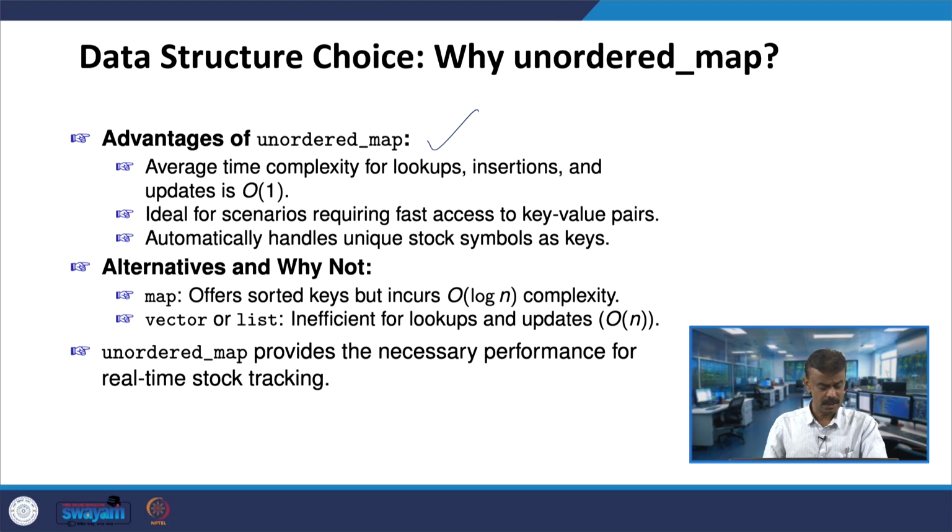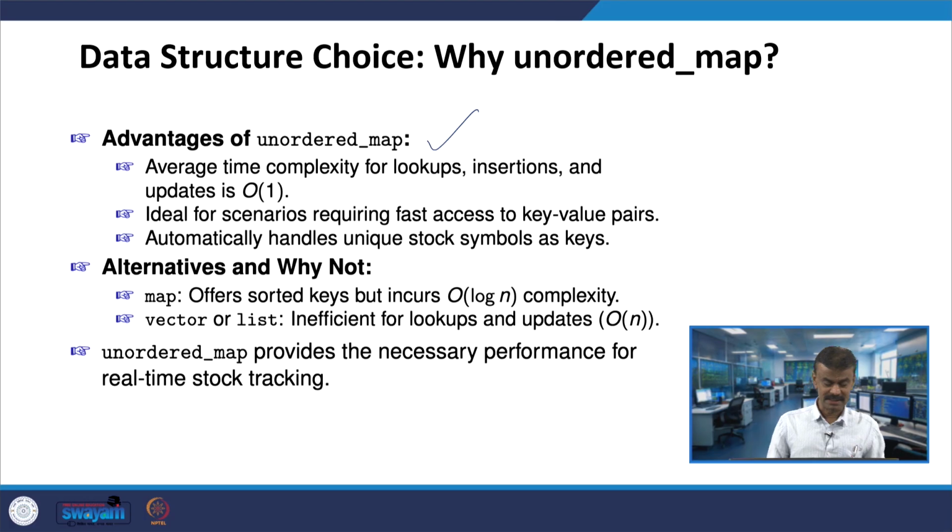And the alternatives are map. You can choose map, the complexity is order log n. If you have n number of data, approximately log n steps are required if you use map. Or you can use vector or list. If you use vector or list, the complexity is n. Suppose I want to do lookups or insertions or updates, I have to traverse the complete list or complete vector, order n.